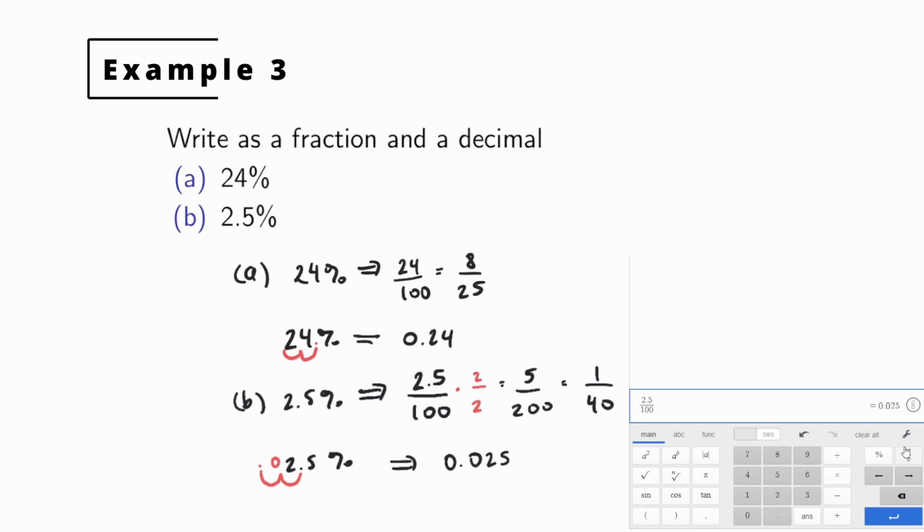And that's it for converting between fractions, decimals, and percentages. It's relatively straightforward. It might take a little bit of practice, but if you work on this, you'll have it figured out in no time.